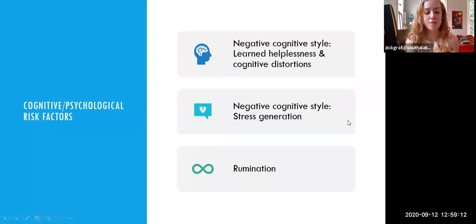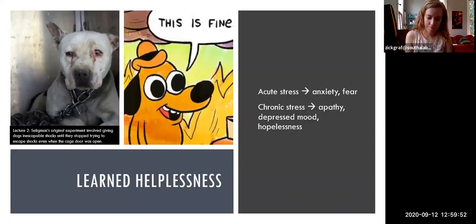Okay, so as I was saying, we just talked about biological risk factors for depression and the way that they significantly interact with environmental stress. The 3 cognitive and psychological risk factors that we're going to talk about today are broadly categorized into negative cognitive style related to how events happening to the person are interpreted, the impact of negative cognitive style on the likelihood of experiencing stress, especially interpersonal stress, and the one way that people with depression tend to think. So let's get started.